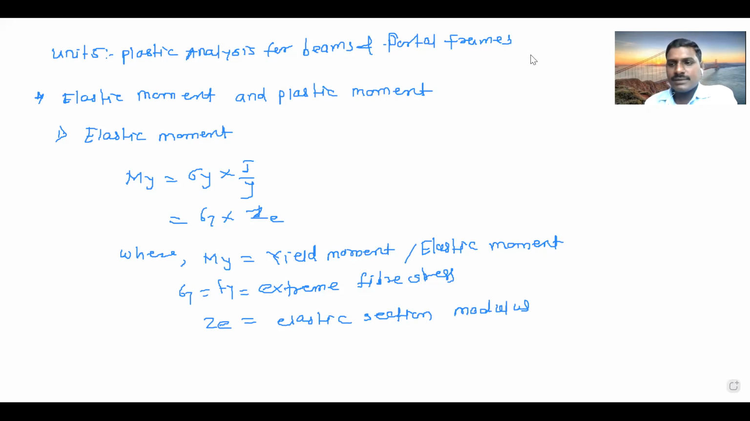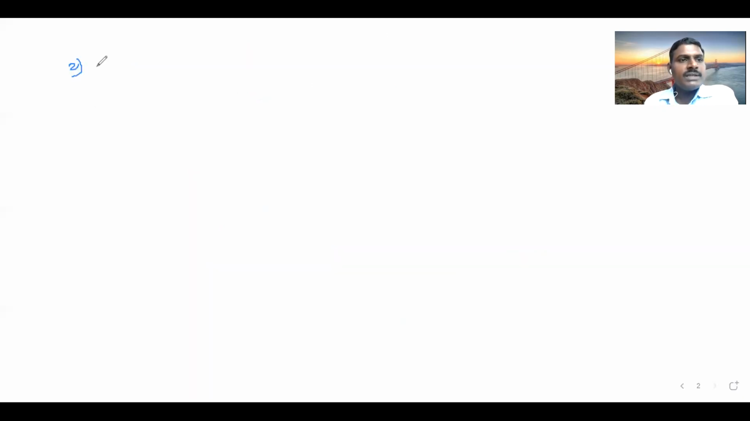Have you written this? Yes, sir. Okay, so next we have to see the plastic moment. This moment we have to calculate in each problem henceforth. Plastic moment is nothing but MP and elastic moment is nothing but My. So plastic moment is equal to, again, sigma y or Fy into area in compression into Y1 plus area in tension into Y2.